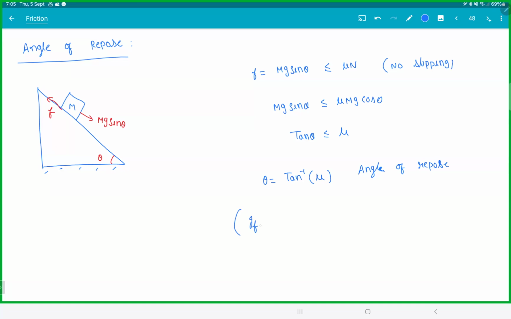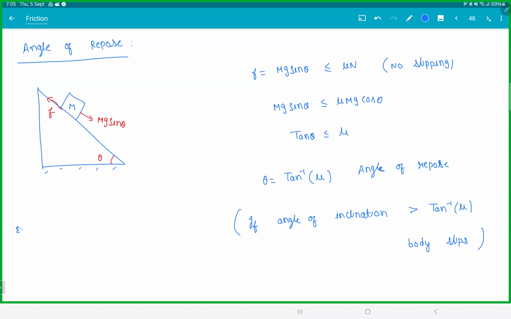So what this means is, if the angle of inclination is greater than tan inverse mu, the body slips. That's the meaning of angle of repose.